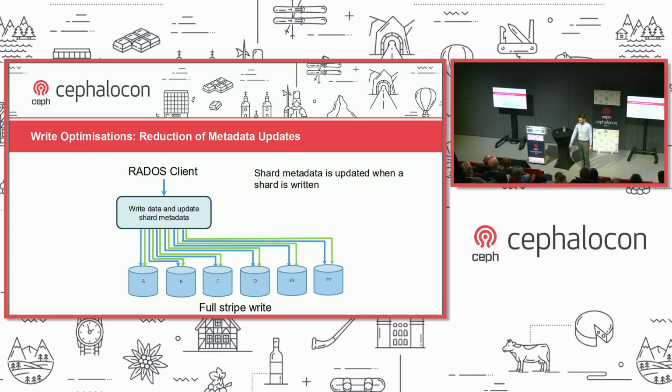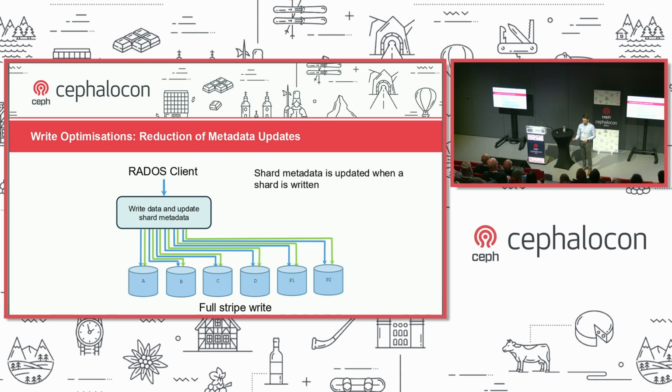So what we have here is a full stripe write, and on the full stripe write, I've shown that we have two lines going to each data chunk. The blue line represents the data that's being updated, and the green line represents the metadata that needs to be updated in the chunk, things like version and stuff like that. So this is fine for a full stripe write because we're writing to everything.